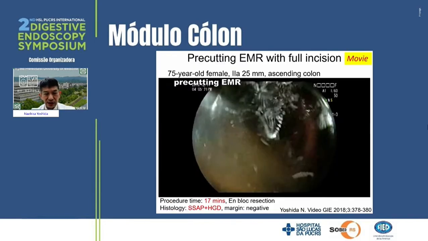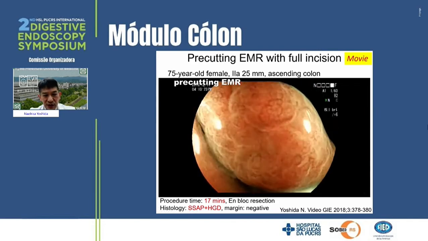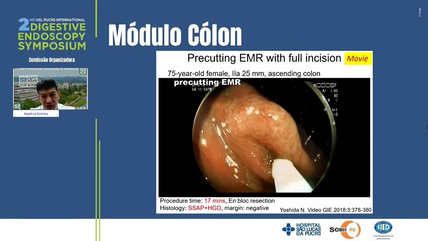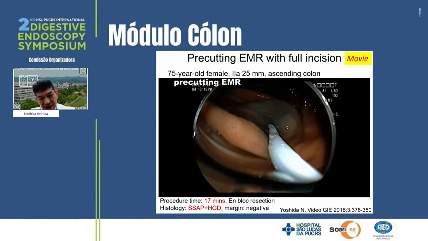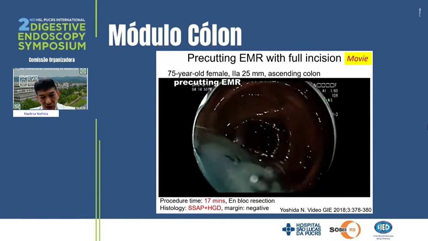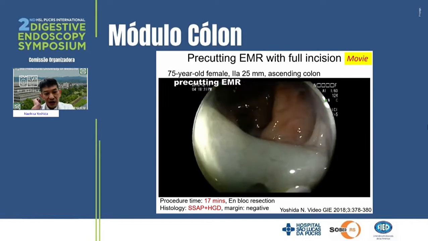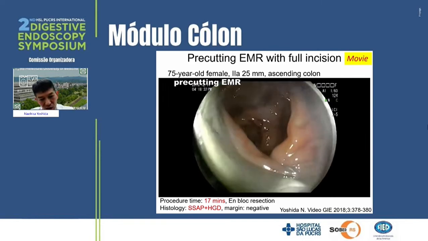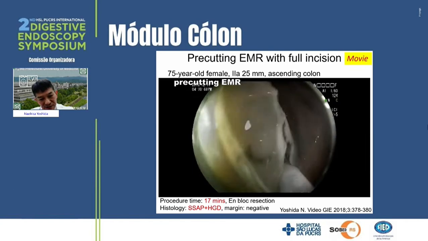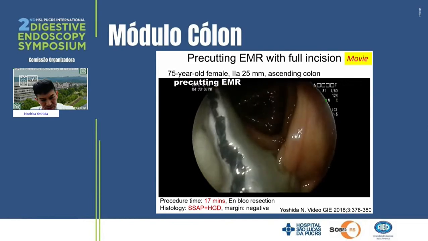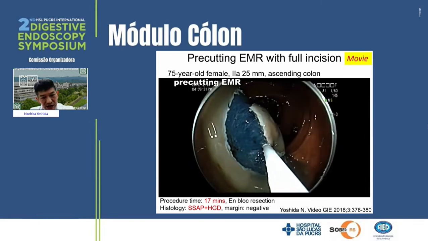I'd like to show a movie about precutting EMR with full incision. This is a case of 75-year-old female, and as you can see, there is a lesion. The size of lesion is 25 millimeter, and we diagnosed it as SSL with dysplasia. So first, we do mucosal injection using hyaluronic acid like that, and you can see high elevation is achieved. And with a tip of snare, we incised around the region like that. And this is the anal side. And now full circumferential incision was performed.